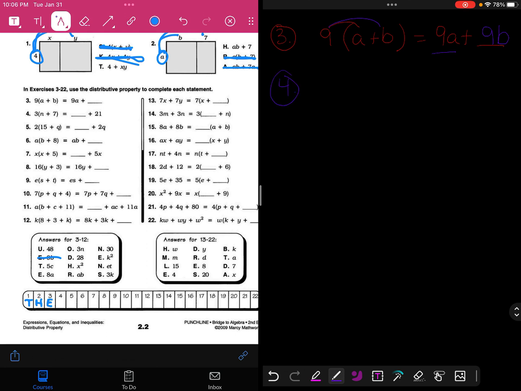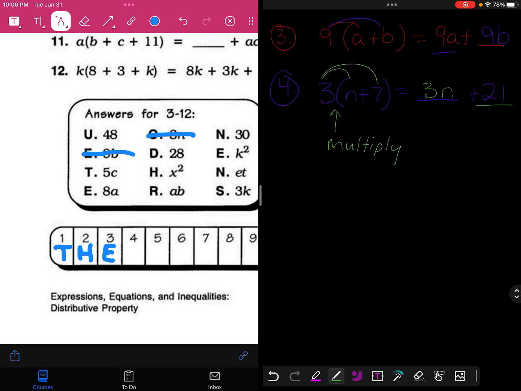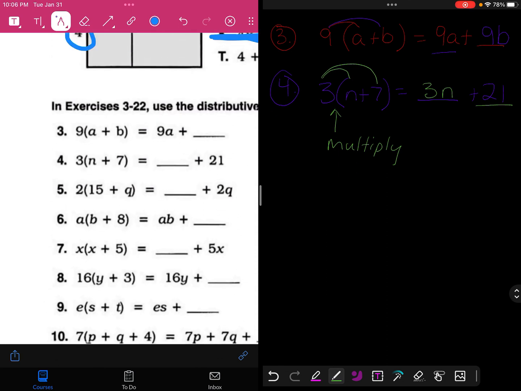And number 4, we have 3(n + 7) equals blank plus 21. So we have 3 going to the n and 3 going to the 7. So remember, a number next to a parentheses means to multiply. So 3 times 7, that's how they got the 21. So our answer is 3n. So that's going to be letter O. So we're going to put O in number 4.